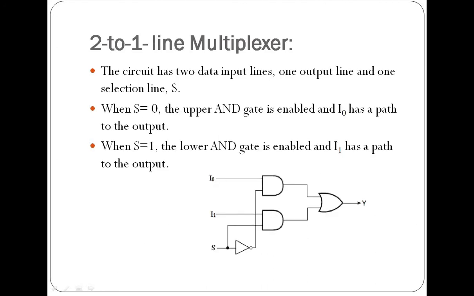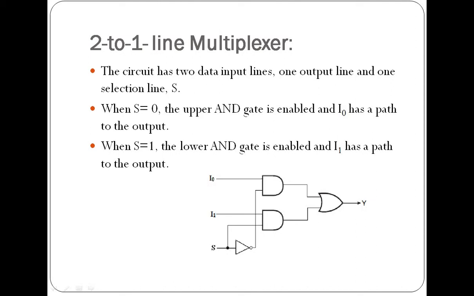2:1 multiplexer. Here there are two data input lines, one output line and one selection line. I0 and I1 are the input lines, S is the selection line and Y is the output. When S equals 0, the upper AND gate corresponding to I0 will be enabled and has a path to the output. So I0 will be present at the output.